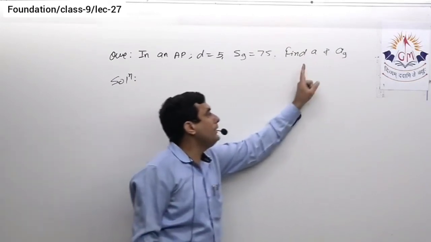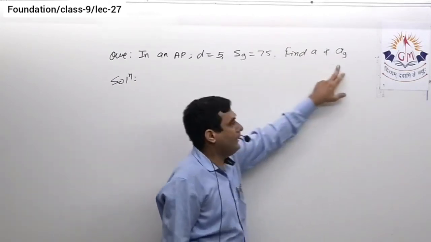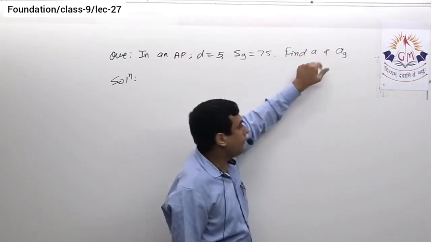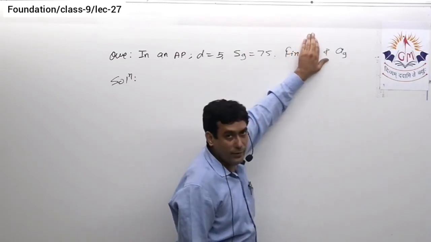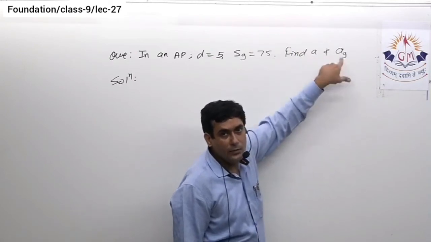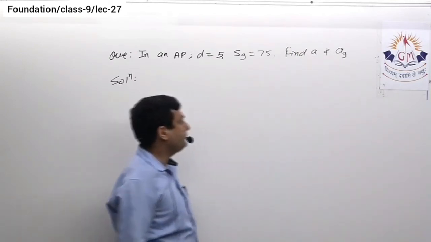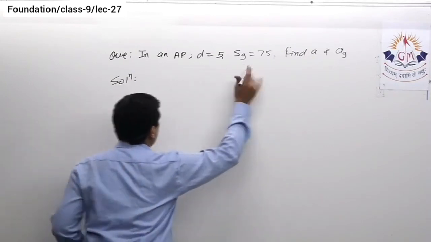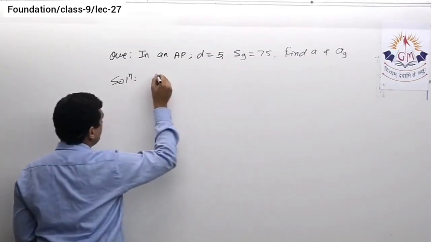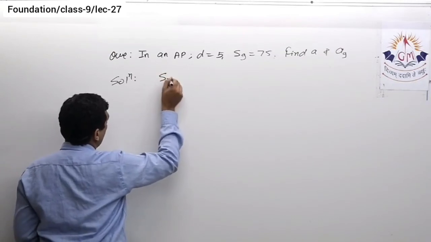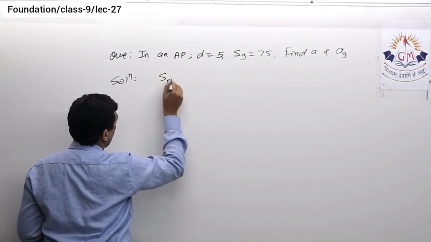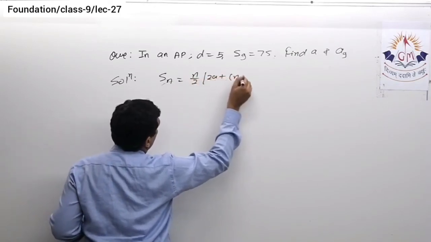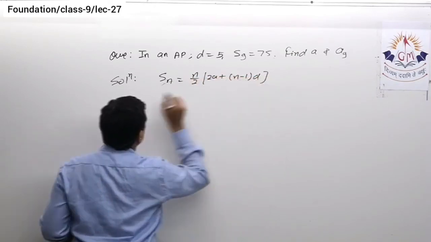So okay, here d is given, S9 is given. Now what you need to find is a. Although here it is written to find a, suppose it is not given, definitely you need a to get the value of an. So two quantities are given, d and Sn. So let us start with Sn. Sn is equal to n by 2, 2a plus n minus 1 into d.